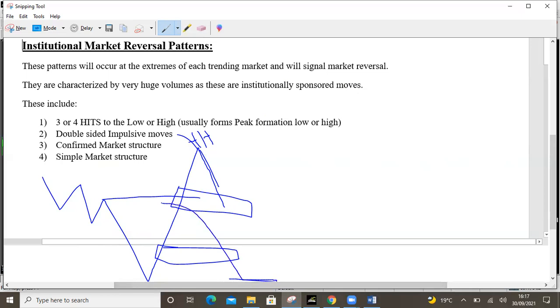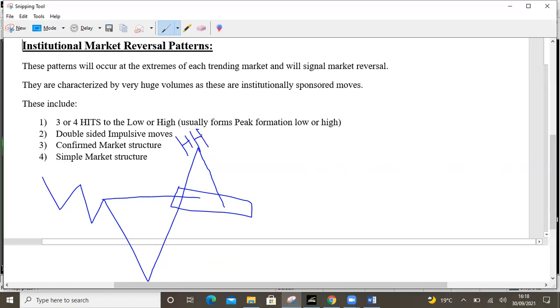So with simple market structure, let me repeat what I've just said. For simple market structure, all you require is the first higher high. I hope that is clear. All you require is the first higher high.